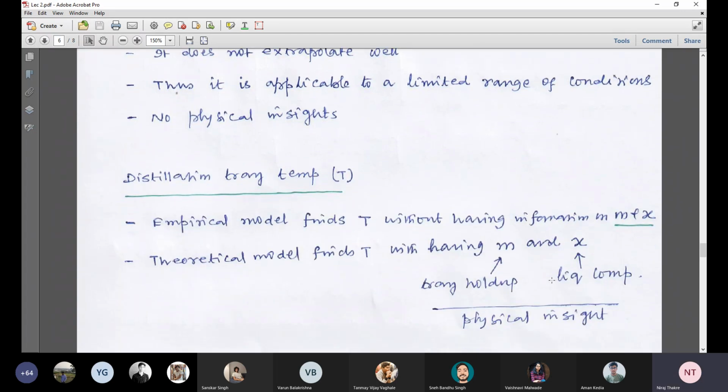I have given just one example, although it is not yet taught, distillation. But you just note down this, and after covering distillation you can easily understand this part. In fact, I will also discuss the development of a distillation model for you. At that time you can understand this. Just note down.